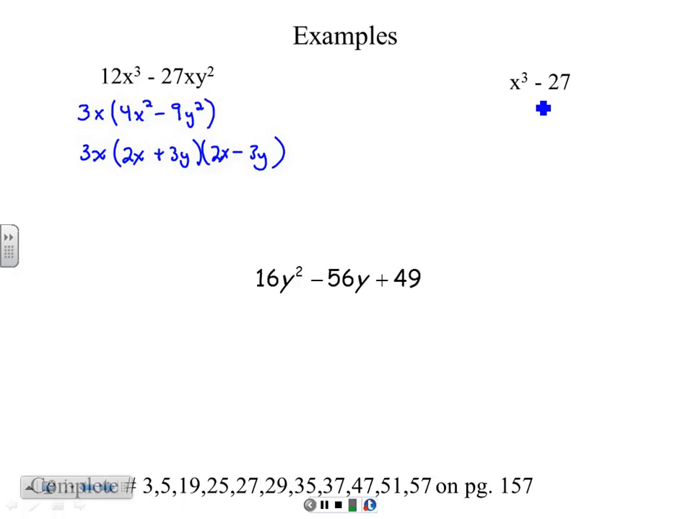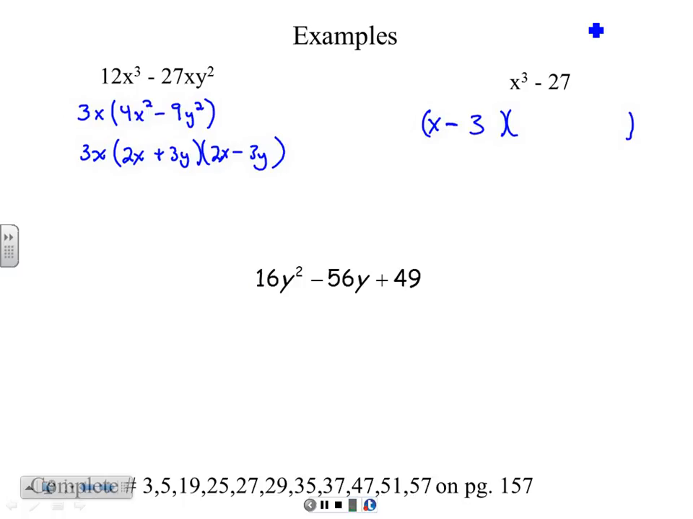Alright, let's look here. This, I can take the cube root of x cubed and get x, and I can take the cube root of 27 and get 3. So this is the difference of two cubes. So once you realize the pattern, you have to remember the process. So I know that I'm going to have a binomial and a trinomial. So the first step is to take the cube root of the first one, which is going to be x, and then match that sign so it's the same sign. And then the cube root of 27, which is going to be 3.